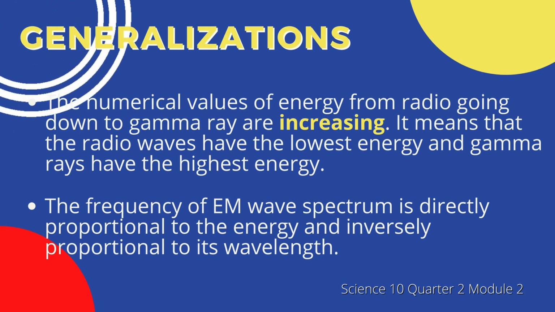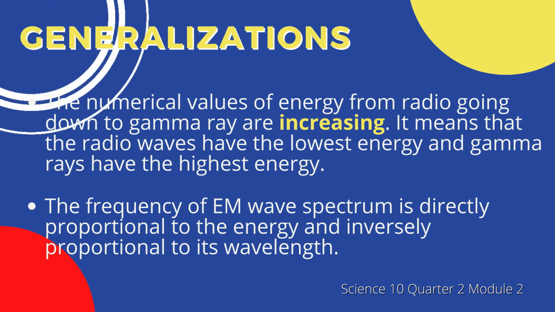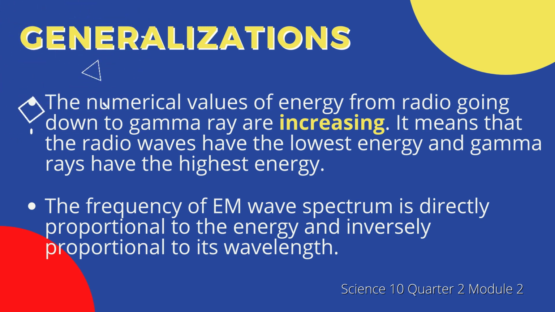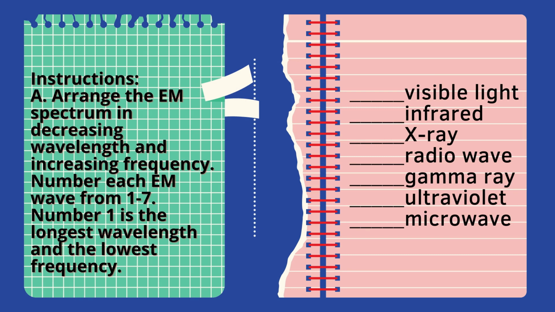The frequency of electromagnetic wave spectrum is directly proportional to the energy and inversely proportional to its wavelength. Check your understanding. Instructions, Letter A. Arrange the electromagnetic spectrum in decreasing wavelength and increasing frequency. Number each EM wave from 1 to 7. Number 1 is the longest wavelength and lowest frequency. We have visible light, infrared, X-ray, radio wave, gamma ray, ultraviolet, and microwave.